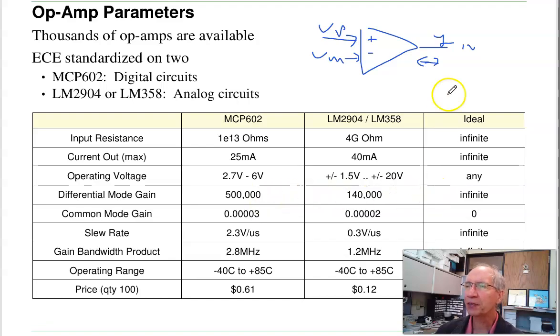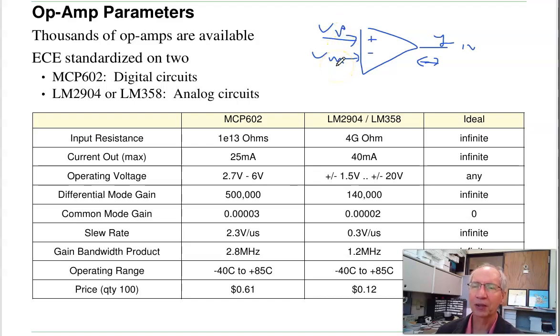In theory, the gain is infinite, so this difference is 0. In practice, it's not exactly 0. I need a small difference to drive the output because the gain is finite. But typically that's so large, this is so small, I can assume roughly that V plus equals V minus for analog circuits.